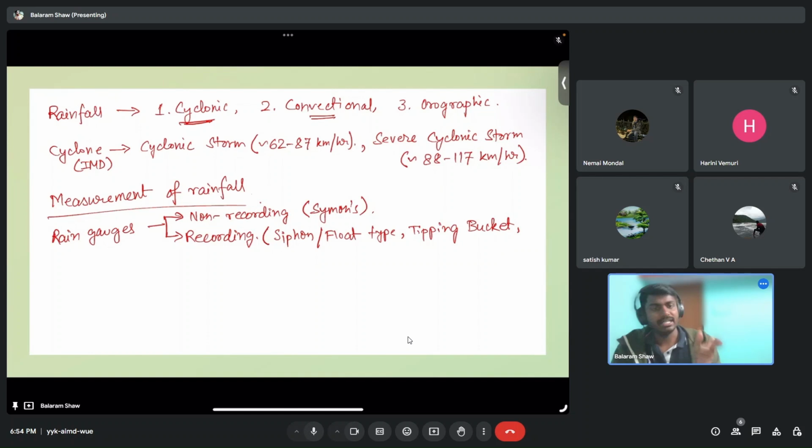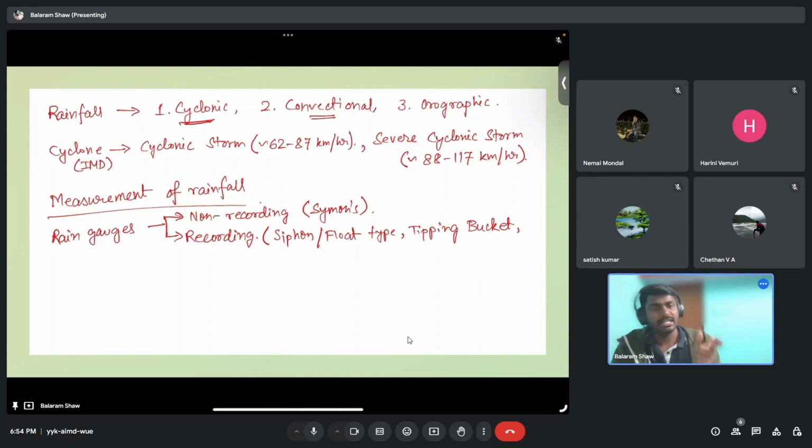Okay. Next one is the weighing bucket type. As the name suggests, there will be a weighing mechanism, let's say a spring balance or something like that. The amount of rainfall coming will get weighed, and based on that we can know how much rainfall has happened. The movement of the bucket will be because of the increasing weight, and it will be transmitted to a pen which will trace the record on a clock-driven chart. There will be a clock-driven chart for each of these, and that's why they are called recording gauges.